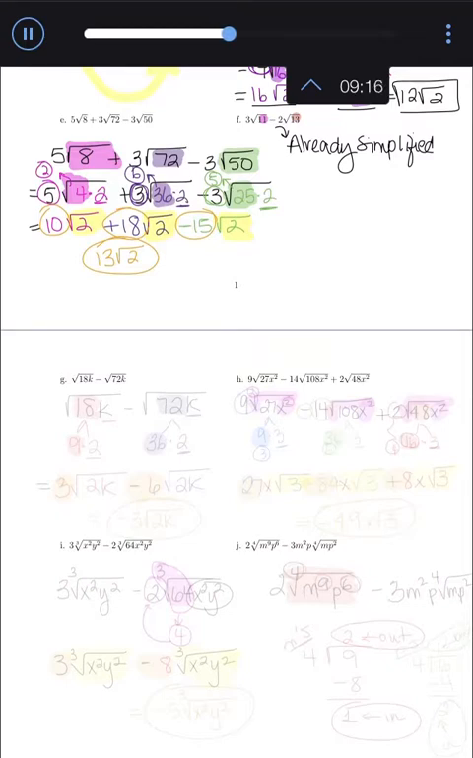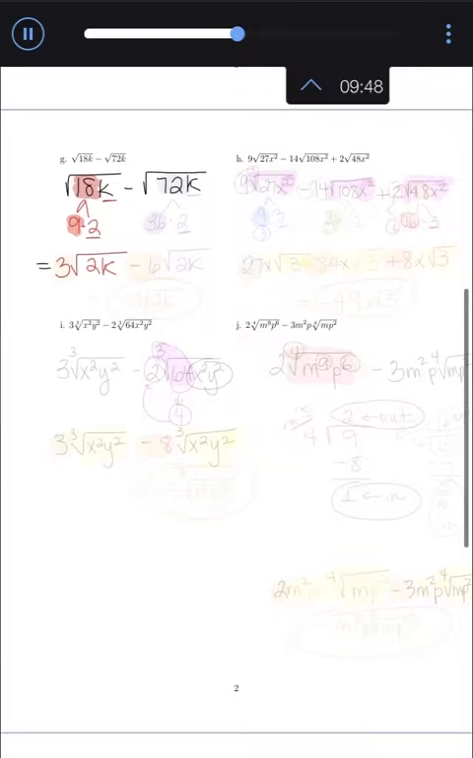Let's look at G. In problem G, we have the square root of 18k minus the square root of 72k. Now the hope is that we can break down the 18 and the 72 so that they will be like terms. The 18 can be broken down as 9 times 2, so that when we take the square root of 9, it will come out as a 3. But you'll be stuck with that 2 and the k inside of the root because you can't take the square root of either one of those.